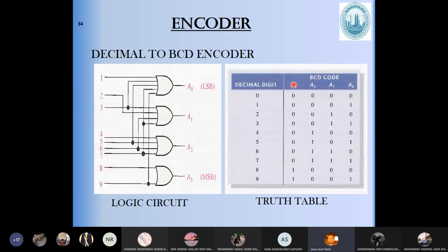So normally MSB will be on your left hand side. Sebab ini 2 to the power of 3, maksudnya 8. So 8, 4, 2, 1. 1 adalah bit yang paling less significant. Sebab nilai dia 2 to the power of 0, iaitu 1. 2 to the power of 1 ialah 2, ini lebih kurang daripada 2 to the power of 2, iaitu 4. Macam itulah. 2 to the power of 0 ialah 1, 2 to the power of 1 ialah 2, 2 to the power of 2 ialah 4, 2 to the power of 3 ialah 8.